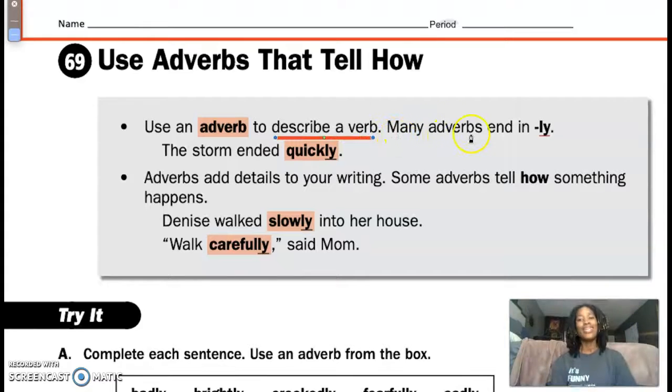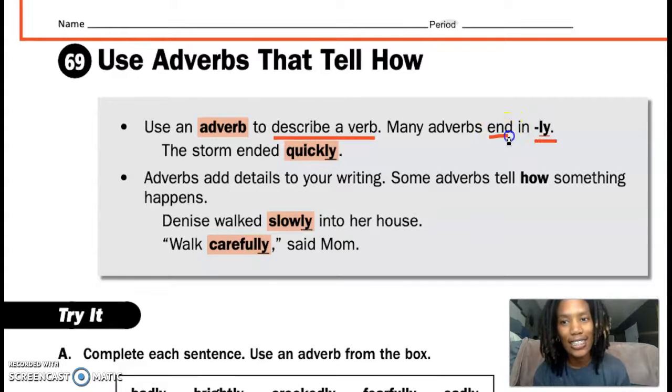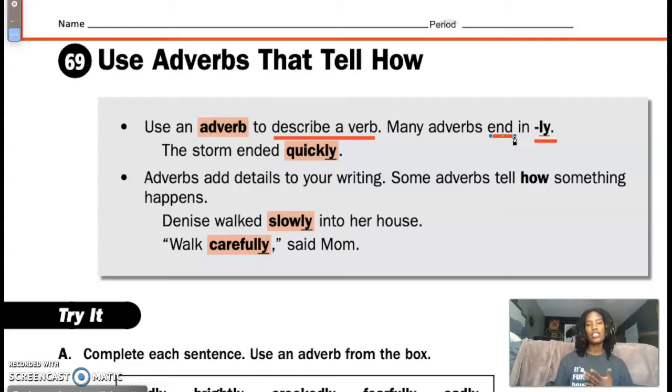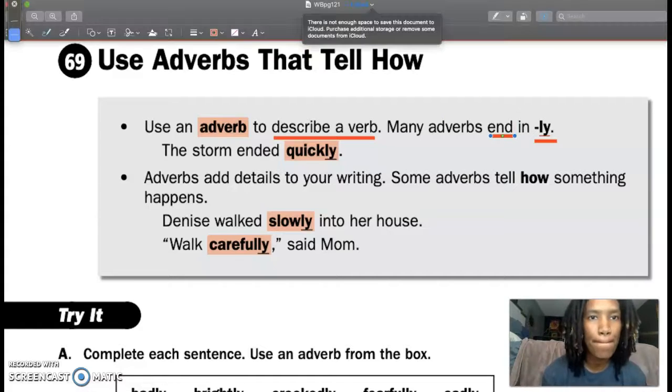Okay. Many adverbs end in ly. Now, if you guys remember prefixes and suffixes, you will remember that ly is a suffix because it goes at the end of the word. Remember, all right? So let's look at our example. The storm ended quickly, right? The storm ended quickly.